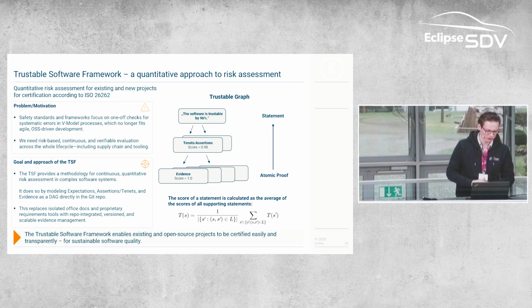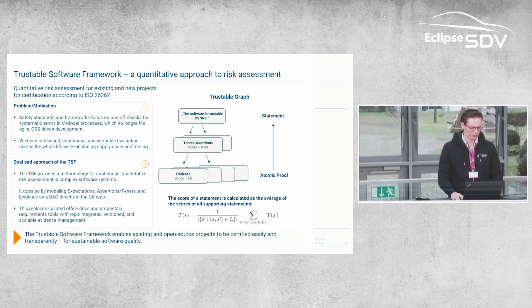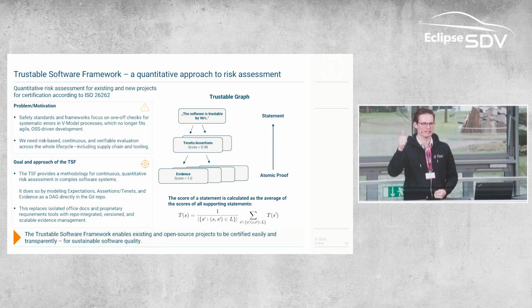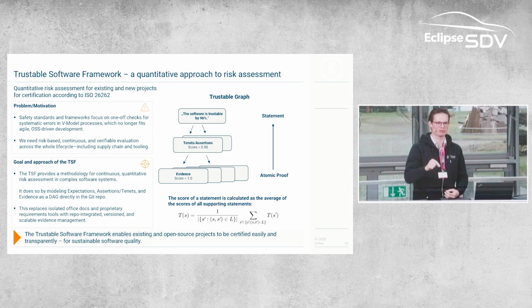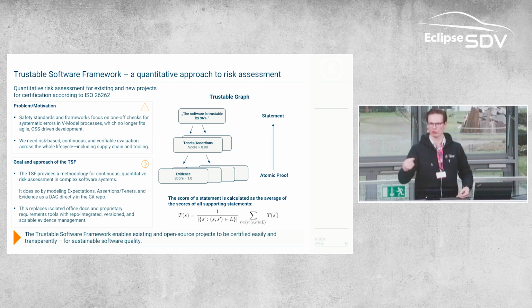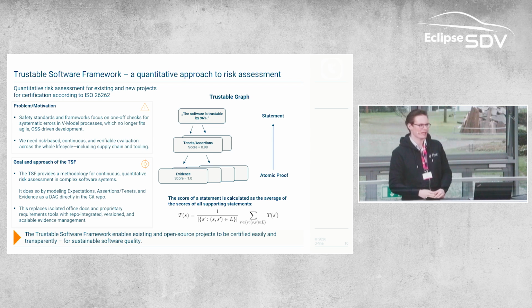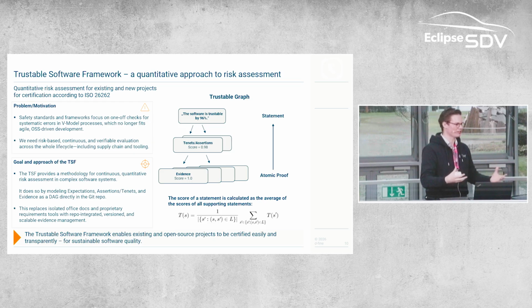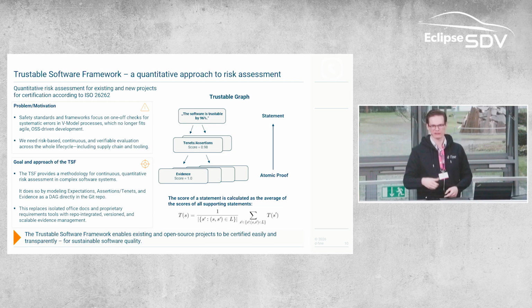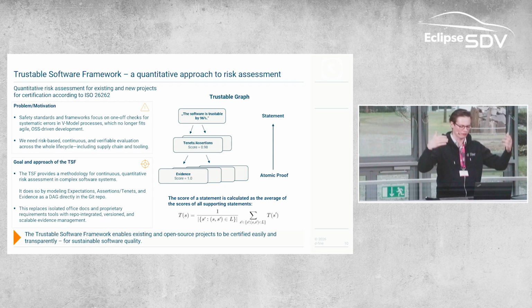So the goal and approach basically of the TSF is to deliver a methodology for continuous, quantitative risk assessment in complex software systems. And it does so by basically building such a graph, which is called the Trustable graph. The overall statement is, what we want to know is this software release trustable? But what does trustable mean? Therefore, you have those tenets, in German Grundsätze, and assertions, and you have to prove that those tenets, those assertions are fulfilled. And therefore, you have to provide evidence and score those evidences, which are then leading to an overall score.